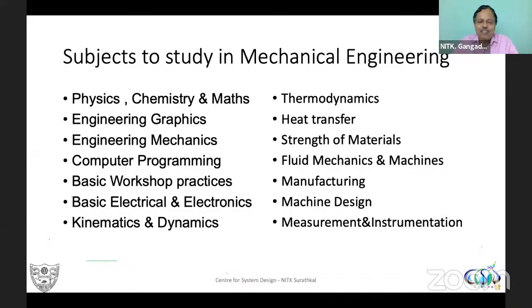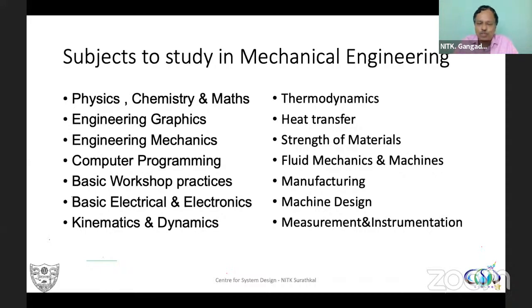So then we have something called engineering graphics, which we call the language of engineers. If you don't focus on it, it will become the language of engineers. So engineering graphics or engineering drawing is one topic. Then engineering mechanics, computer programming, of course, that start from the first year. Then some basic workshops. And we also have electrical, electronics and computer taught in the first year itself. Then, as I mentioned, kinematics, dynamics, then heat transfer, thermodynamics, etc. comes.